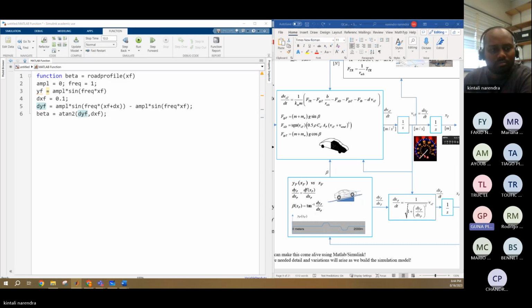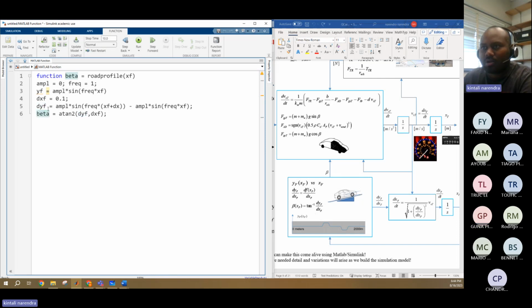Why doesn't it underline? I don't know. We also have the same thing. For the YF, you don't have a semicolon there, Narendra. Which one? Here. YF. And I also didn't use it. I defined the function, but I didn't use it. Okay.